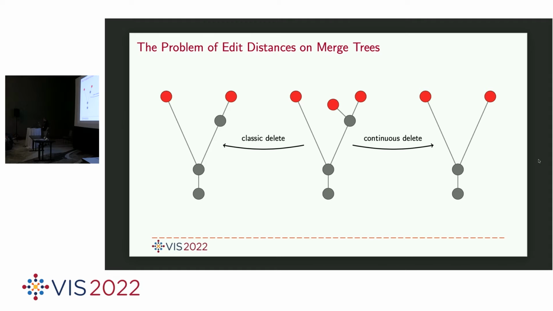But we cannot simply apply them to merge trees. We have an example here. In the middle tree, if we delete the smallest maximum, we get the tree on the right. This is not really a meaningful merge tree because there's an inner node of degree 1, which is not allowed. And what we actually want to have as a result is the tree on the right with some kind of continuous delete.